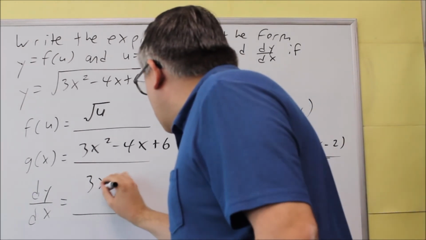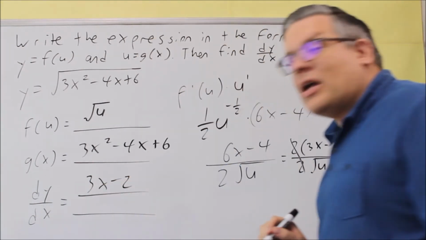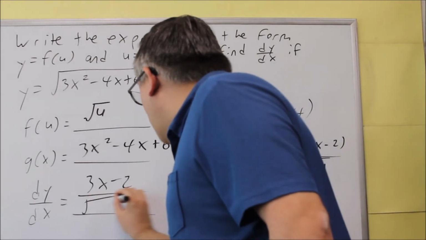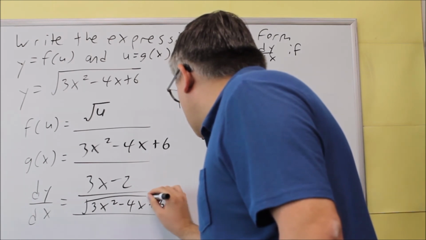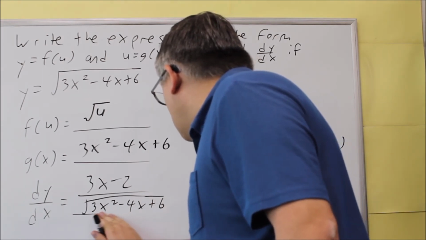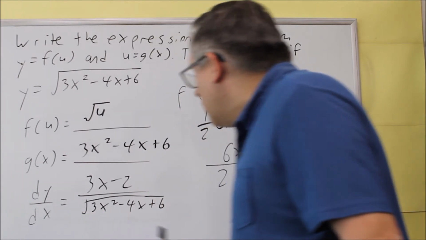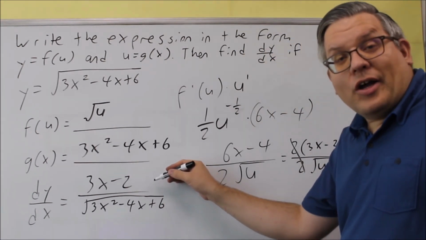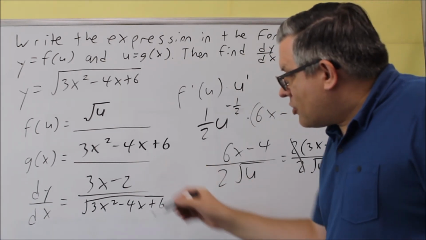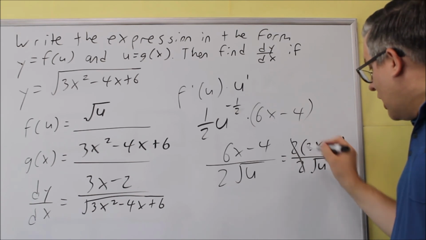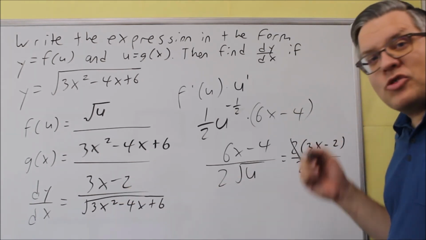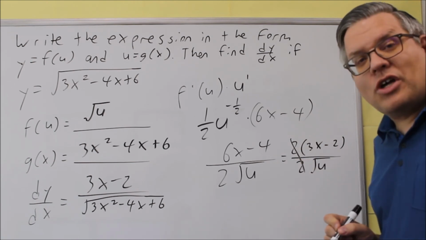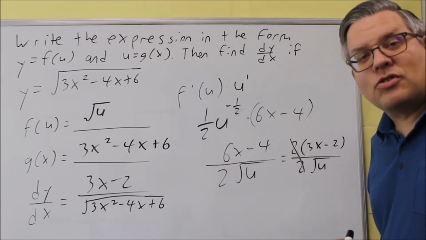So we do 3x minus 2 on top there. On the bottom we have the square root of 3x squared minus 4x plus 6. So this is going to be your final answer. Again, if we weren't able to cancel it out, we'd still have a 2 in the bottom, which is okay. So sometimes these problems may or may not be able to do that canceling step, but this would be your final answer using the chain rule.